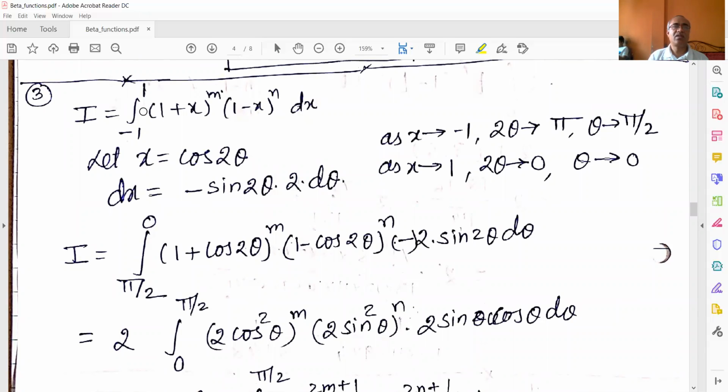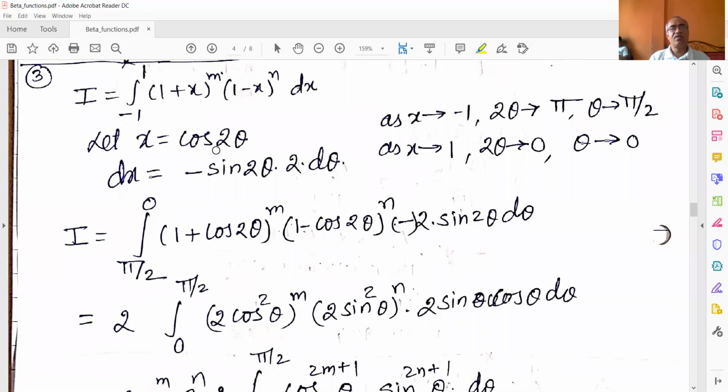I is equal to integration minus 1 to 1, 1 plus x raised to m, 1 minus x raised to n. So I have substituted x is equal to cos 2 theta because we have the formula with us. 1 plus cos 2 theta is equal to 2 cos square theta. And one more formula I have with us is 1 minus cos 2 theta is equal to 2 sin square theta. So to make use of those two formulas, we have substituted x is equal to cos 2 theta. That gives me dx is equal to minus sin 2 theta into 2 d theta.